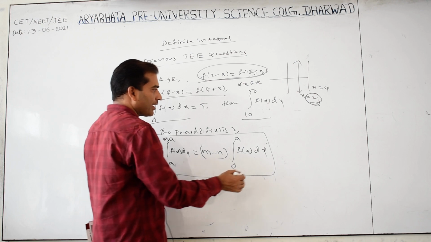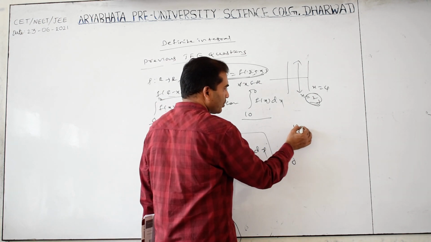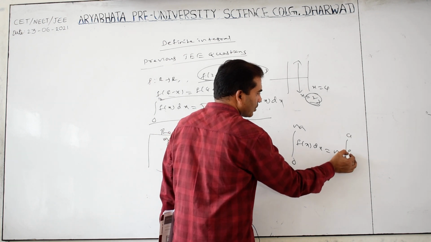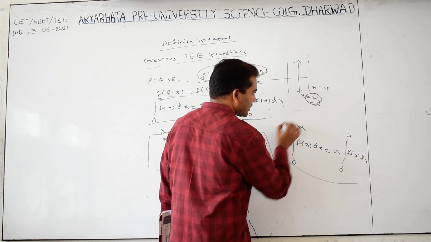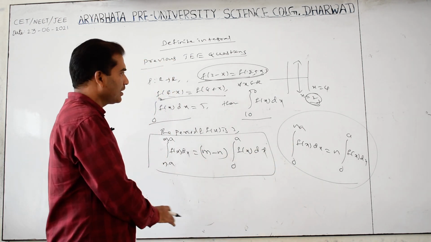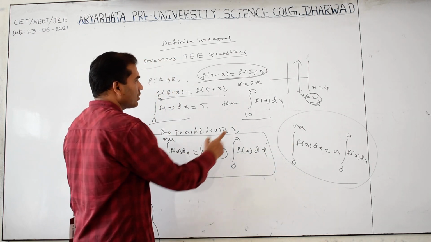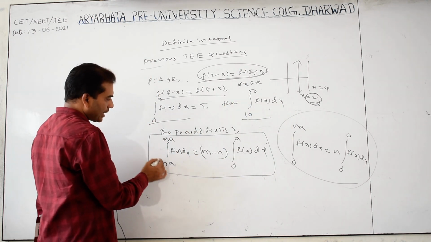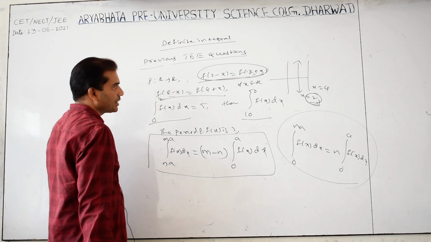And one more formula we have already discussed: integration of 0 to n a f of x dx equals n into integration of 0 to a f of x dx, where a is the period of the function f of x. Both are the same. You can write it as 10 to 0 and 0 to 50 and get the same thing, but instead of that, better to use this formula, it is very easy.